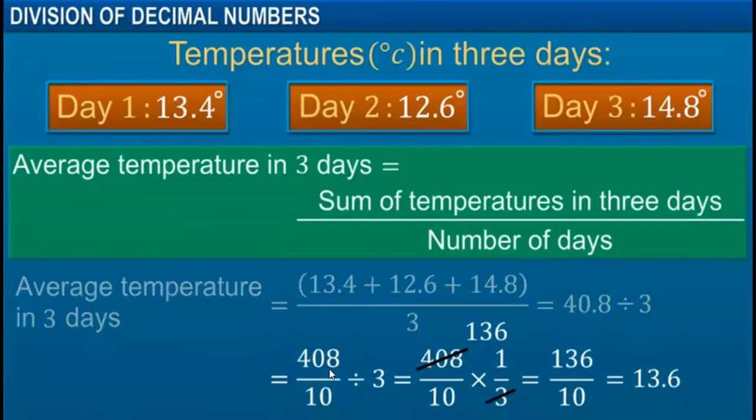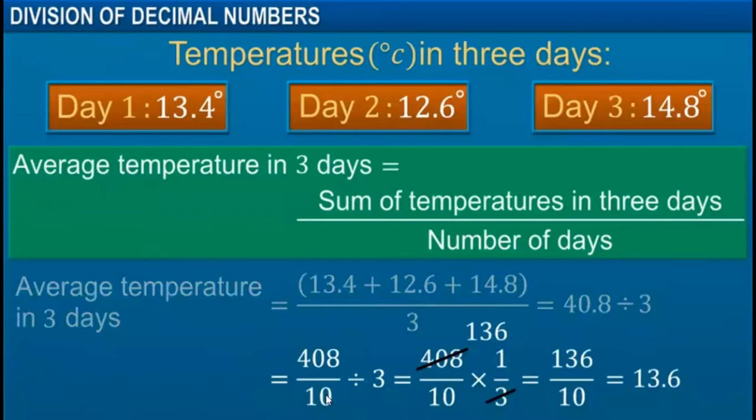Okay, so you have to see how many digits are there after the decimal. Here 40.8, only one digit is there. Since only one digit, we are dividing by 10. So that will be 408 divided by 10.